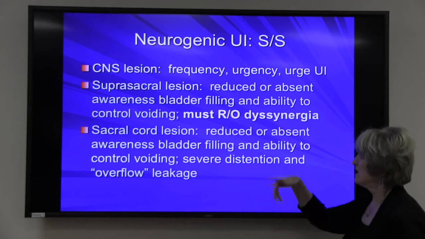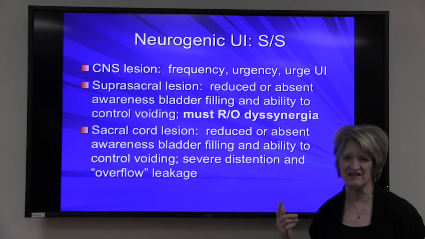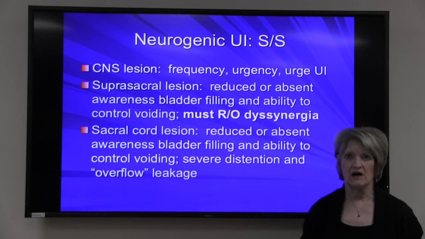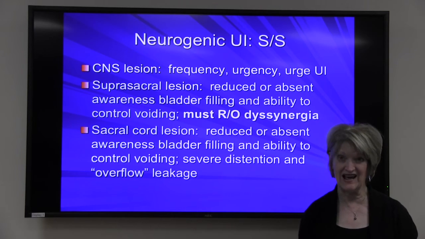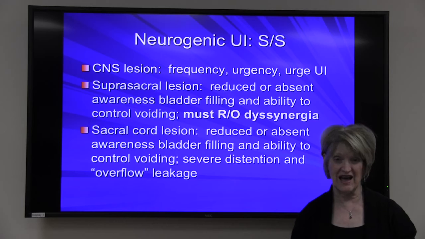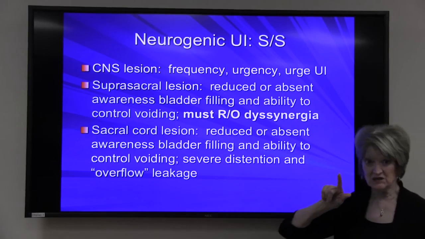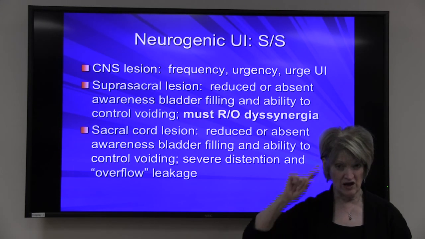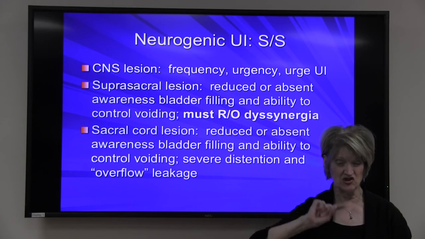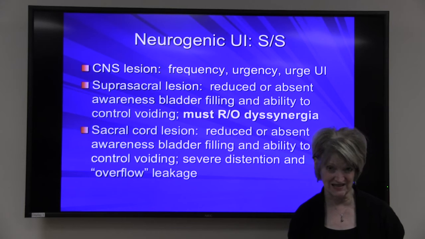What about the patient with a spinal cord injury, T10, L2, S1, C5, C6? They're going to tell you either I don't know when my bladder's full, or I just have this very vague awareness. I have a tingling at the back of my neck. I cannot control voiding. I cannot voluntarily initiate voiding, and I can't stop it. It just happens. If this patient has a lesion between the sacral cord and the brain, he or she is at risk for dyssynergia. I have to do urodynamic testing to rule that out.